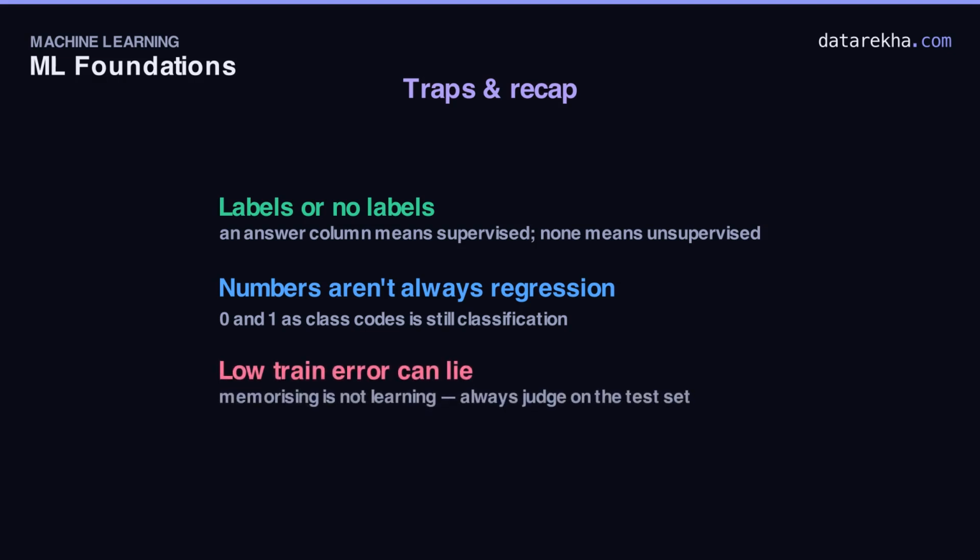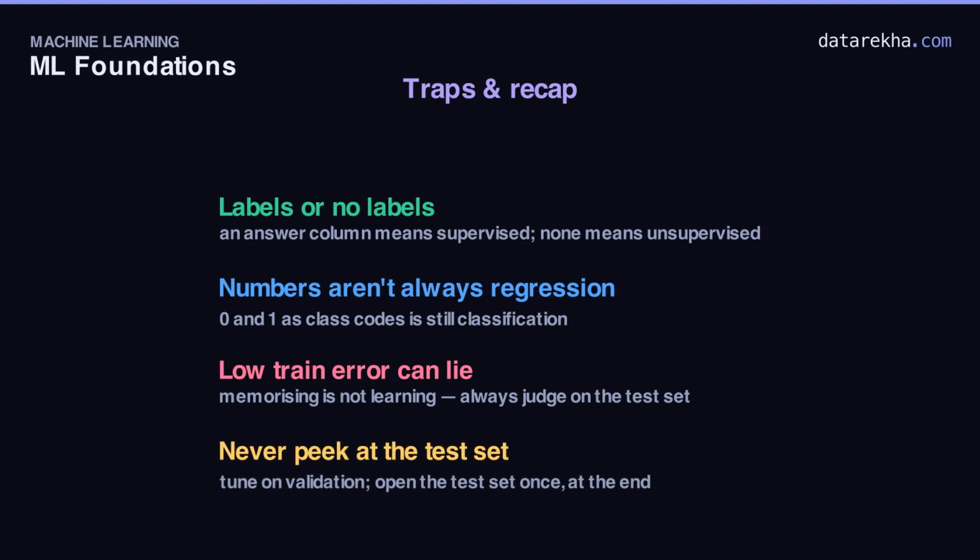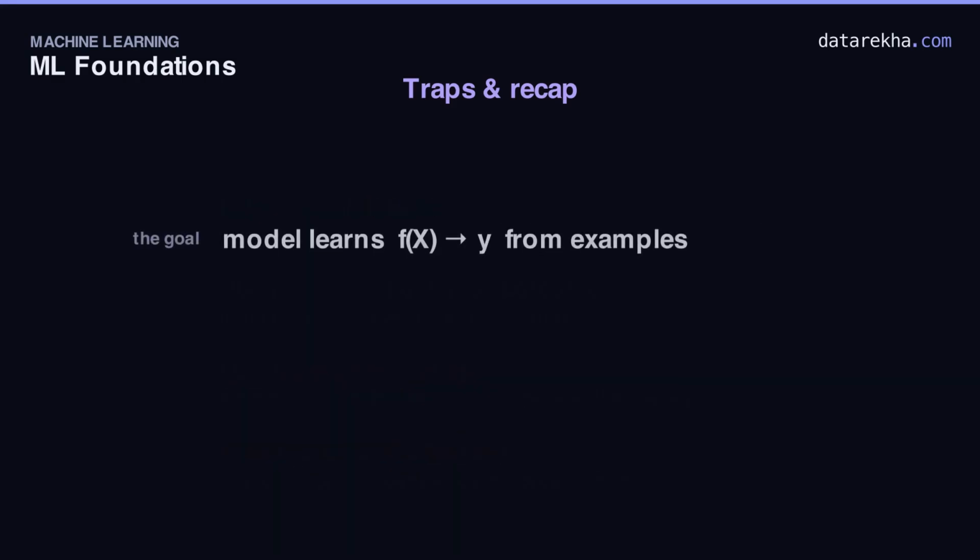Trap 3. The big one. A tiny training error can be a trap. A model that memorizes scores beautifully on what it saw and fails on everything new. Only the test set tells the truth. And trap 4. Don't touch the test set while building. If you keep tweaking until the test score looks good, you've secretly trained on it, and the number stops meaning anything. Let's tie it together.